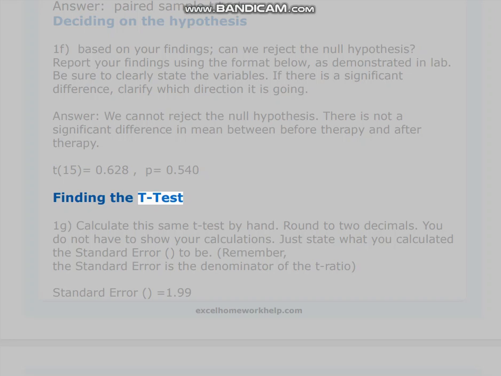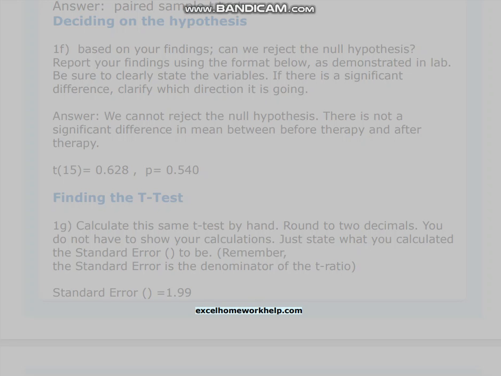Finding the t-test. 1G. Calculate the same t-test by hand. Round to 2 decimals. You do not have to show your calculations. Just state what you calculated the standard error to be. Remember, the standard error is the denominator of the t-ratio. Standard error equals 1.99.